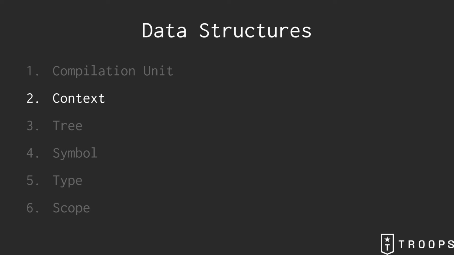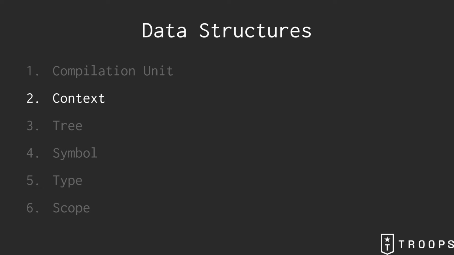The Scala specification says a compilation unit consists of a sequence of packaging, import clauses, class and object definitions. For our purposes, it's broadly a source file. And a source file is going to be broadly an array of characters. That's kind of how the Scala compiler is going to look at it. The next data structure is the context.